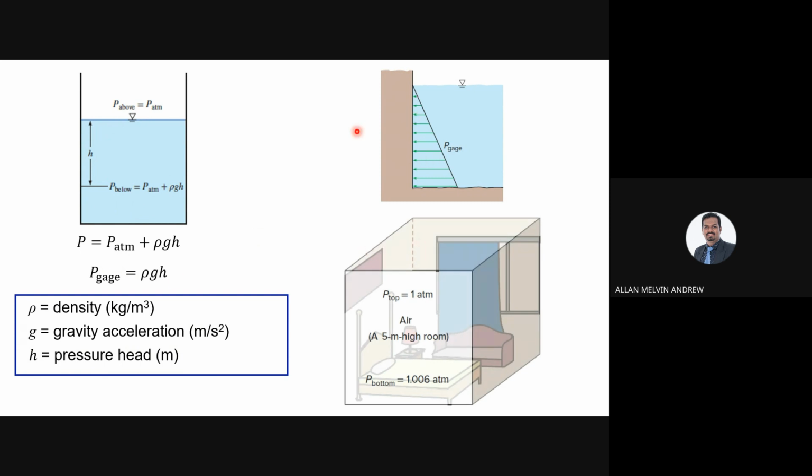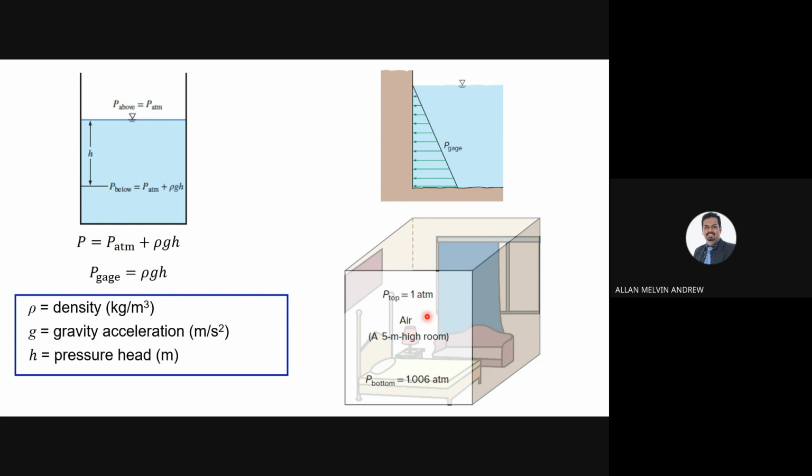So let's say you want to measure the pressure at this point without considering the atmospheric pressure, then you can take the gauge pressure. For gauge pressure, we start the atmospheric pressure from zero, so we only measure the rho gh. So we can know the gauge pressure.